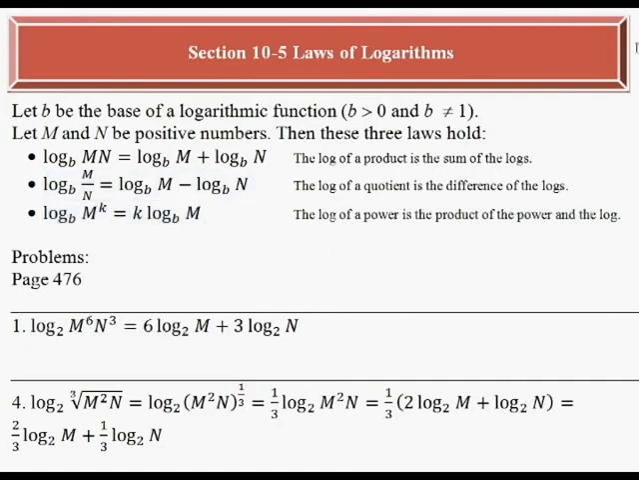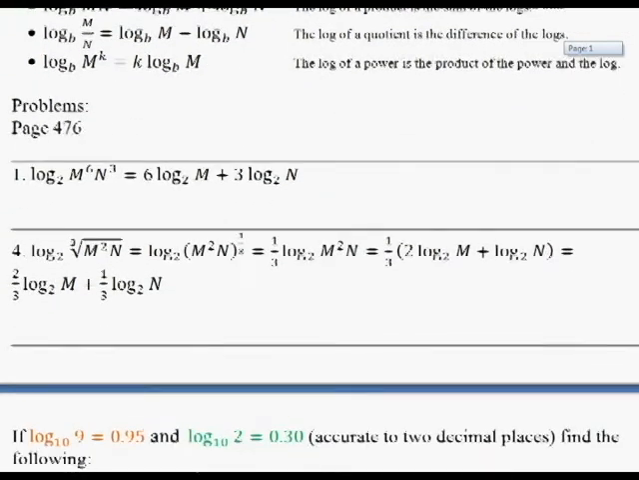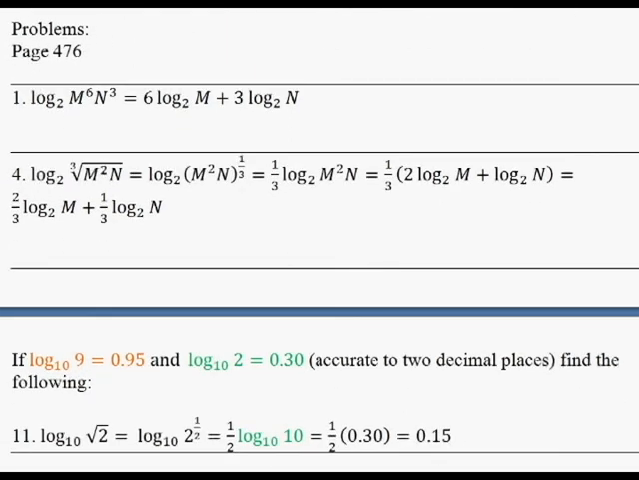So let's take a look at problems on page 476. These are the ones that we had to express in terms of log m and log n, which meant they did not want them expressed as log m to the 6th n to the 3rd. So what you needed to do here was just to split these up.